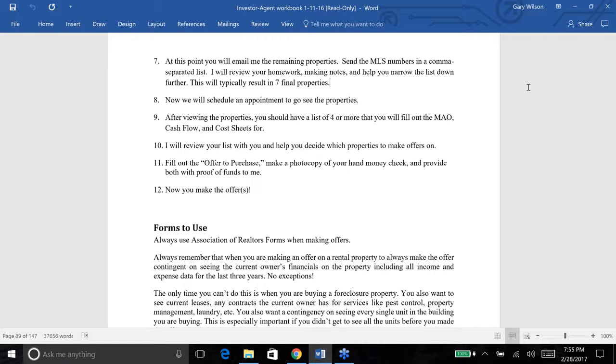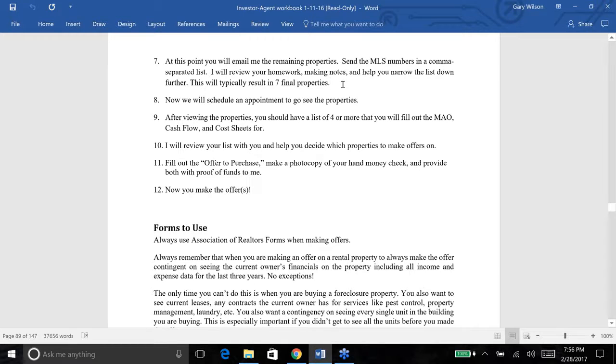And here's where the rubber meets the road, guys. So this is where you really want to pay attention. So go ahead and take a deep breath. Your client's going to send you their final list of properties. It could be 10, it could be 12. You just don't know until they send them to you. Okay. You're going to want to set up appointments to go see the properties. But before you do, you're going to review their homework.